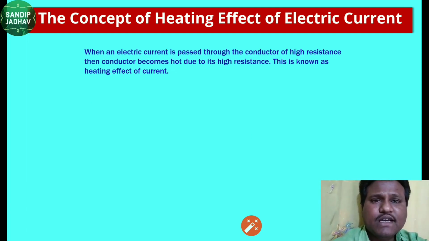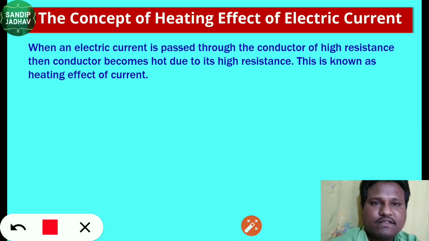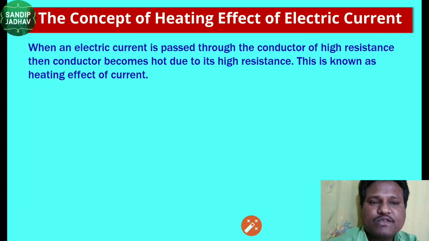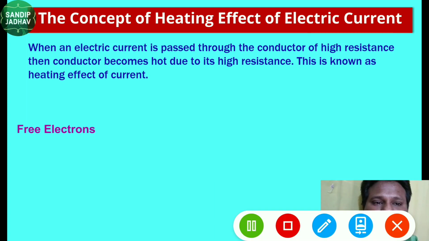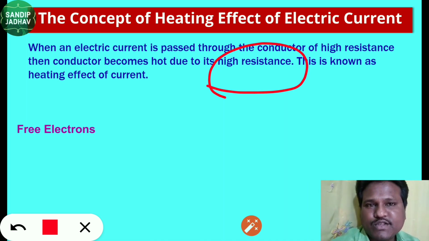So what exactly is the heating effect of electric current? Heating effect of electric current means whenever we pass an electric current through a conductor, obviously that conductor should be of high resistance, then that conductor becomes very hot. Why does it become very hot? It becomes very hot due to the high resistance, obviously. So that phenomenon is known as the heating effect of electric current.